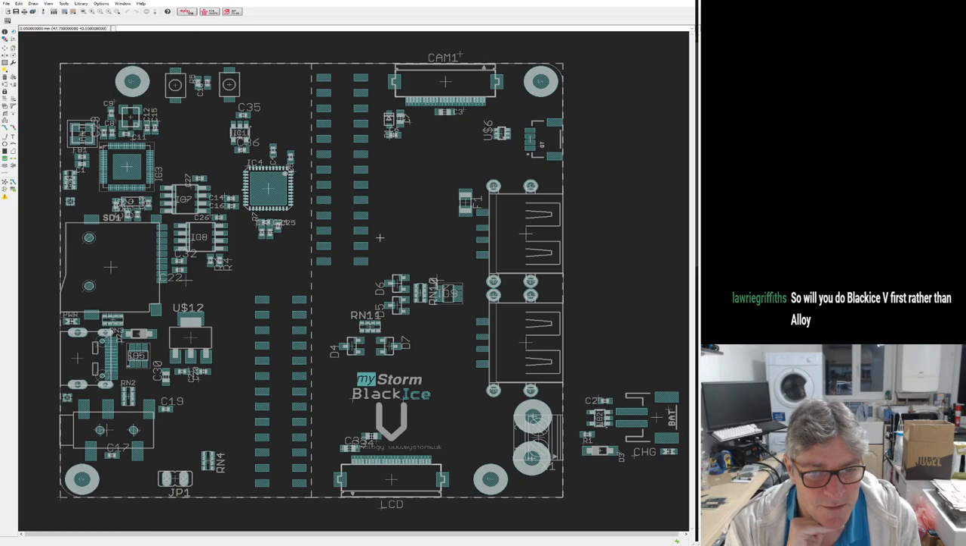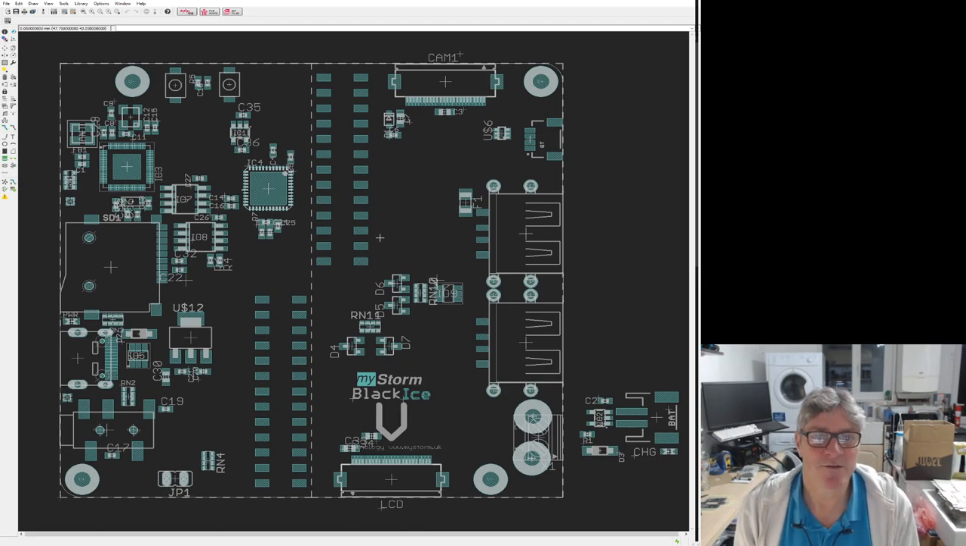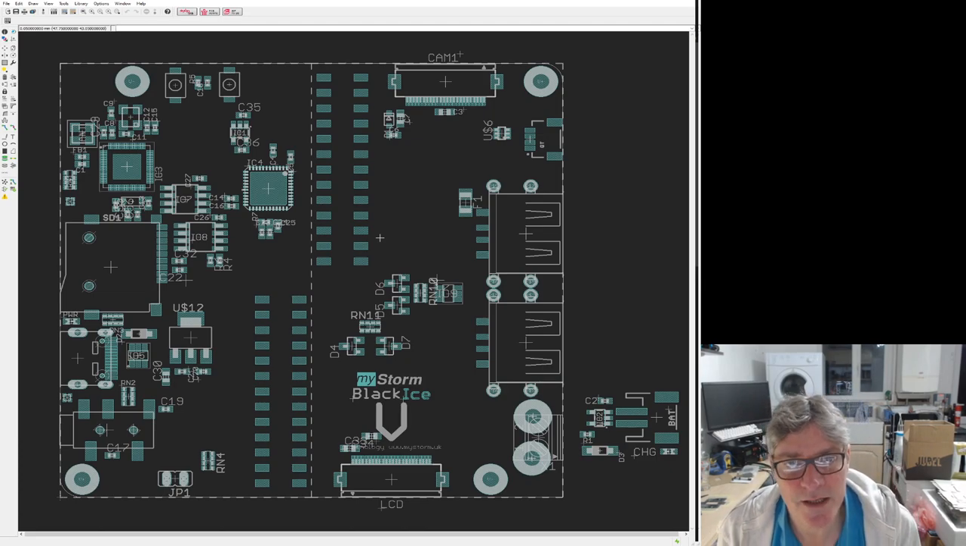So will you do BlackIce V first rather than Alloy? Yes. I'm not doing Alloy at this point. My priority is to get the stack stuff working so I can get the ECP5 out. From a manufacturing point of view, I need to get the ECP5 boards done. That's my priority. Everything else is secondary.